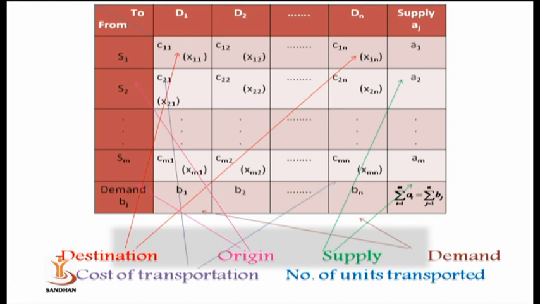The cost of transportation, which would be given in the matrix, are C11, C12, C1n, and so on up to Cmn. And with the help of all this information, we will try to find out the number of units transported such that the total transportation cost is minimum. So we will try to find out the units like x11, x12, x1n, and so on. This is the general transportation problem in matrix representation.